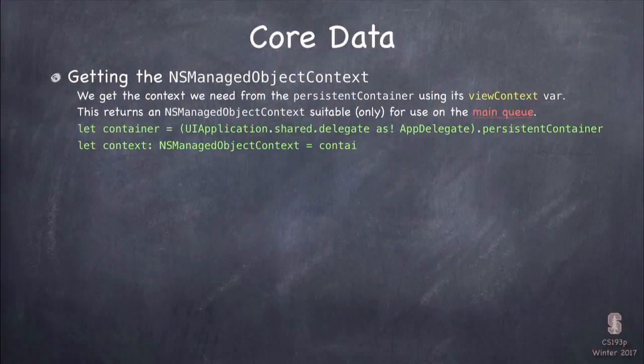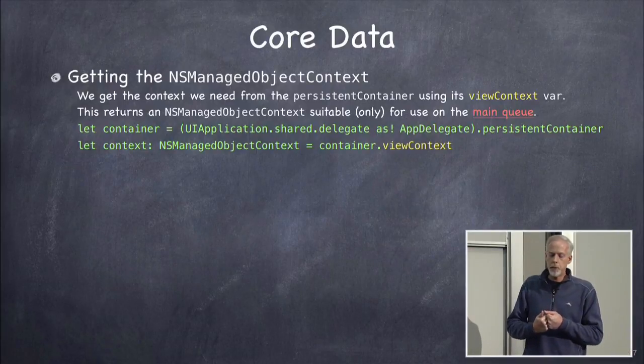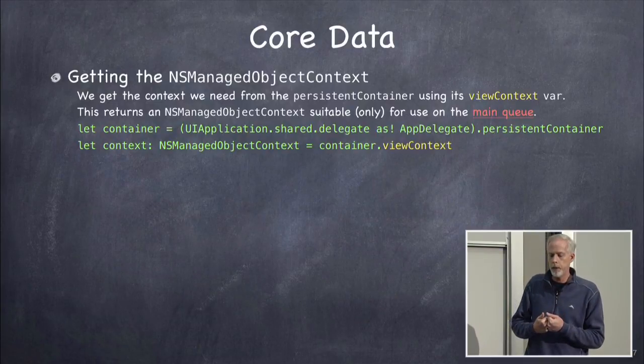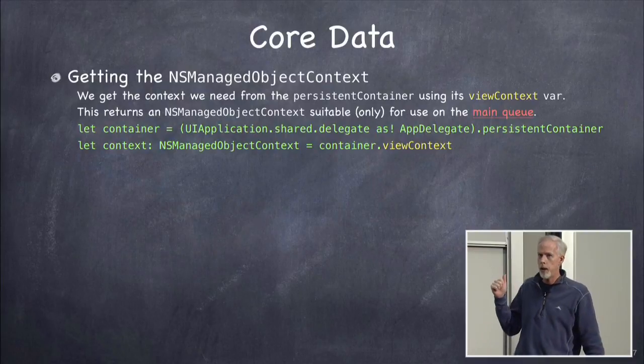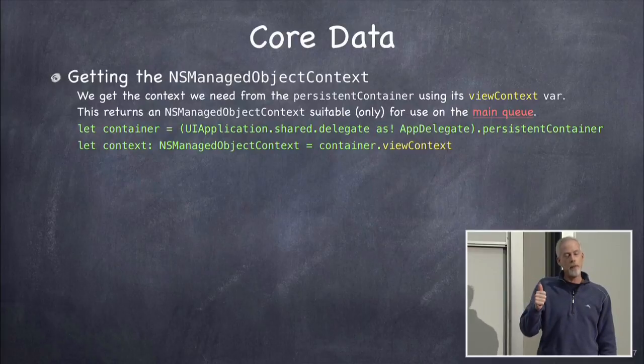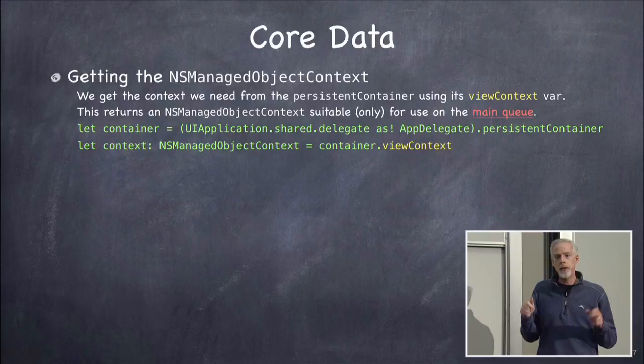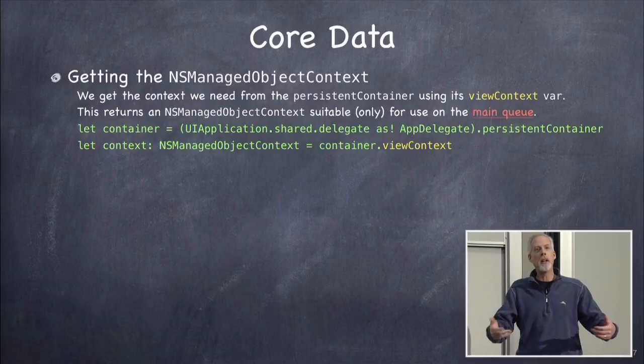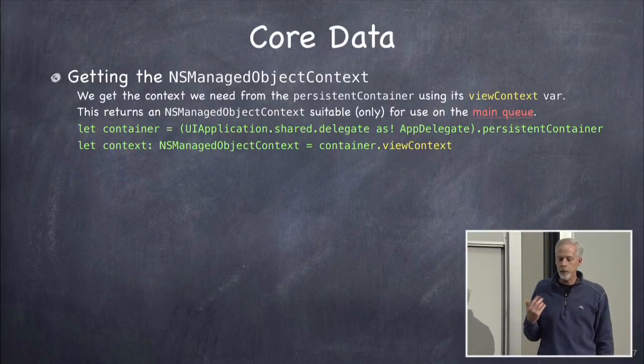Okay, so now I have this persistent container. I need to get the context out of it. And so the container has an awesome var called viewContext. And the viewContext is an NSManagedObjectContext that's only suitable for use on the main queue. This is in red. Whenever you see anything in red on my slides, this means pay attention. It will matter for your homework and in life. But you can only use this viewContext on the main queue. It's called viewContext because you use it with your views, your UI views. That's why we call it viewContext.